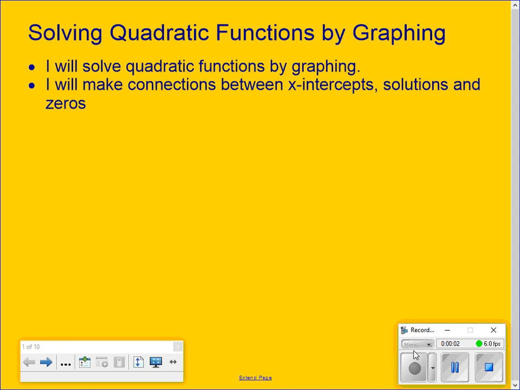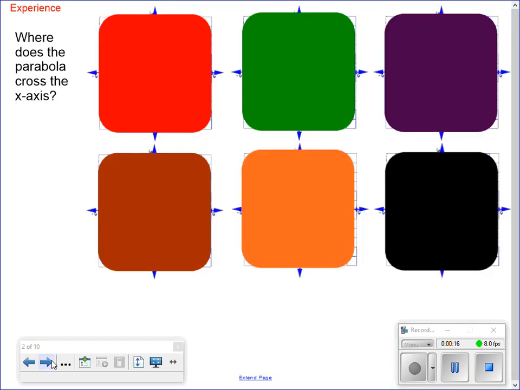In this lesson, we're going to talk about how to solve quadratic functions by graphing. By the end of this lesson, you should be able to solve a quadratic function by graphing and make connections between the x-intercepts, zeros, and solutions to a quadratic equation.